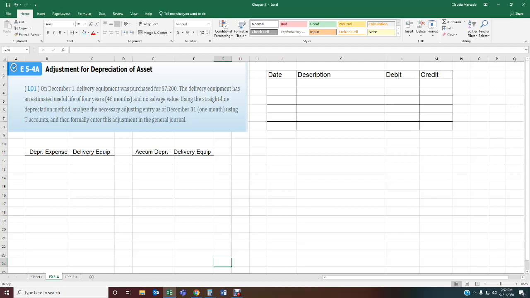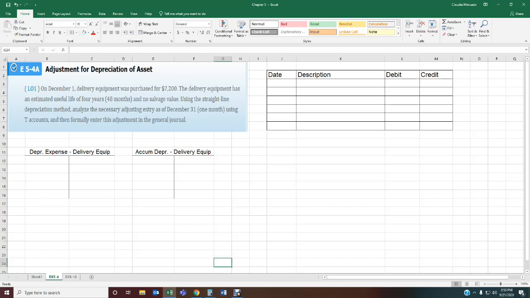We are expecting that by the time the 48 months pass by, this particular asset, this delivery equipment, will have no value in our books. Okay, that's what no salvage value means. Using the straight line depreciation method, analyze the necessary adjusting entry as of December the 31st, and they're asking us to do the adjustment for 1 month using T accounts, and then formally enter the adjustments in the general journal.